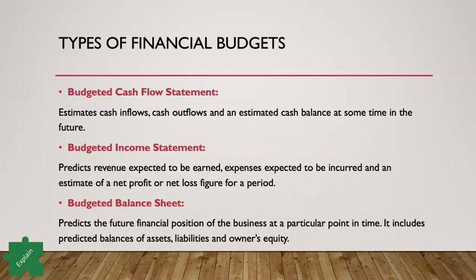So if we stop there, if we make these three reports, we know a lot of information. We know the cash inflows and cash outflows, an estimated cash balance. We know the predicted revenue and expenses, and whether we're going to make a net profit or net loss. And we know the predicted balance of our assets, liabilities, and owner's equity. And that really is more than enough information to make good decisions to plan and control our business. And that's why these are the three we focus on.